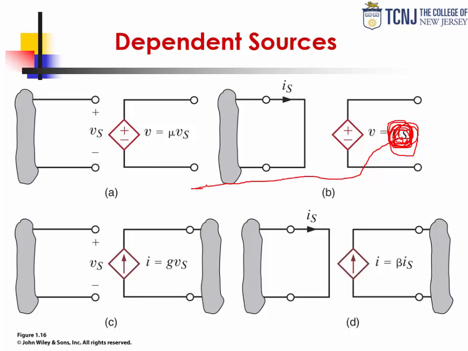And we can also have a voltage dependent current source, and the current is going to be dependent on a voltage in the circuit. And finally, we can have a current dependent current source whose current is going to be dependent on a constant times another current in the circuit.